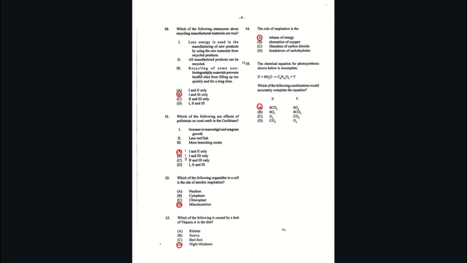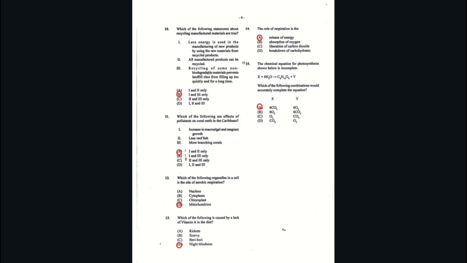So now number 12. Which of the following organelles in a cell is the site of aerobic respiration? Now, don't be fooled because they say aerobic respiration. Once you hear the word respiration, you know that it has to be mitochondria. So the answer is going to be D. It's the powerhouse, energy supplier, everything. So once they talk about energy, once they talk about respiration, know that it is the mitochondria.